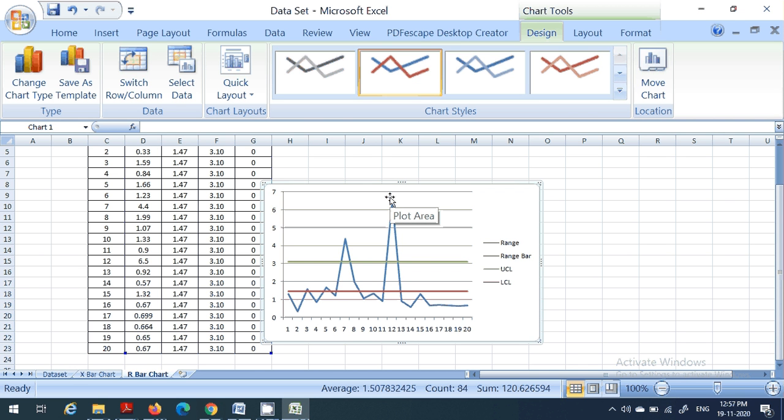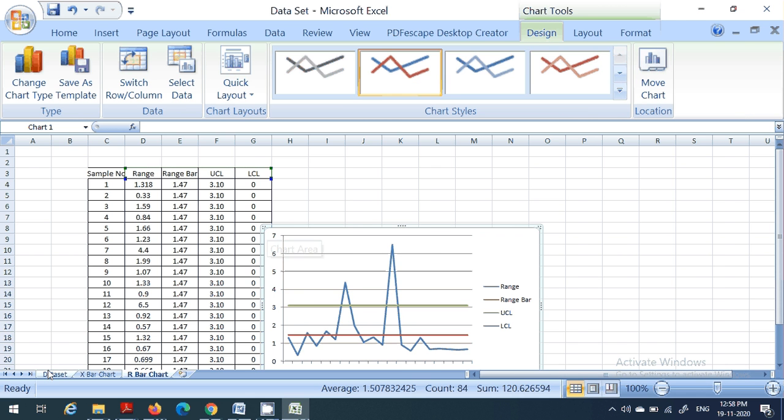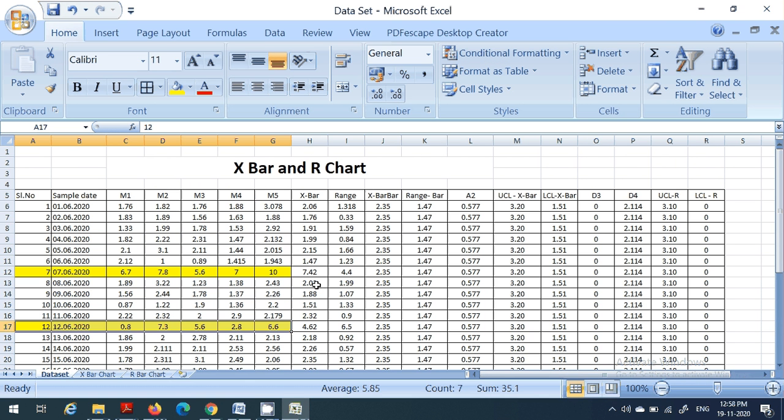If you want to neutralize this graph, then these two data points have to be removed. The data sets have to be removed from the given data set, and we need to replot the same X bar chart and R chart to get your chart values back under the UCL and LCL values. So this is how it is used for calculating and identifying the assignable causes in a given data set. So thank you.